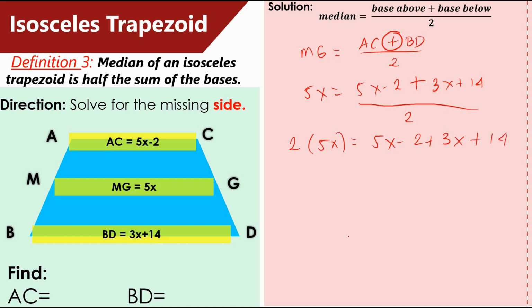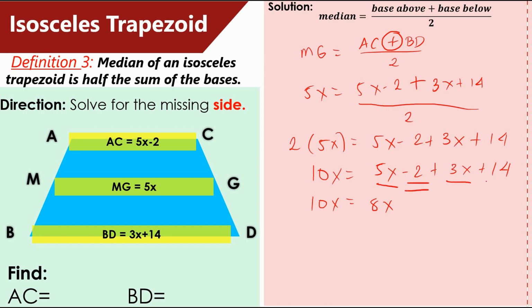For the next step, we can now get the product of 2 and 5x, which is equal to 10x. You may now copy this one, or you may proceed to combining the similar terms. For me, I'll just copy this one for the meantime. Now, for the next step, we can now combine the similar terms. 5x and 3x can be combined. This is equal to 8x.